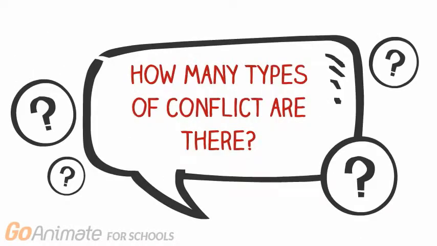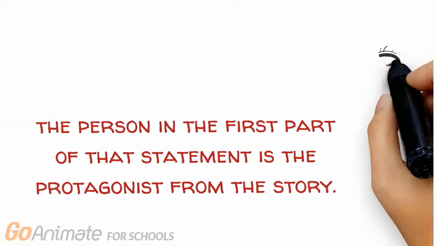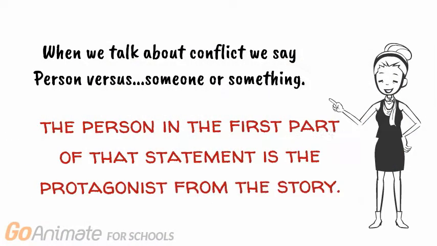How many types of conflicts are there? When we talk about conflict, we say person versus someone or something. The person in the first part of that statement is the protagonist from the story.